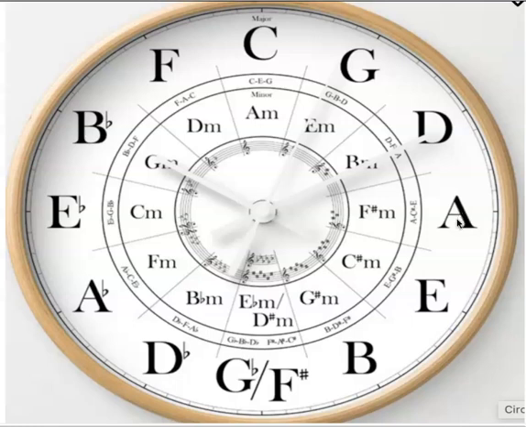So we have the same thing here. We have A, B, C, D, E. E is the fifth above A. B is the fifth above E. F sharp or G flat is a fifth above B.